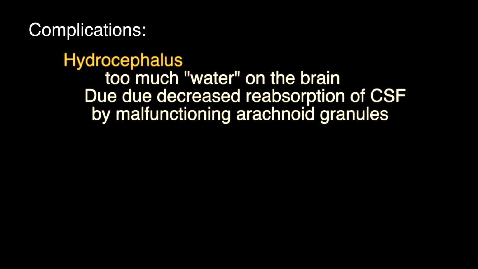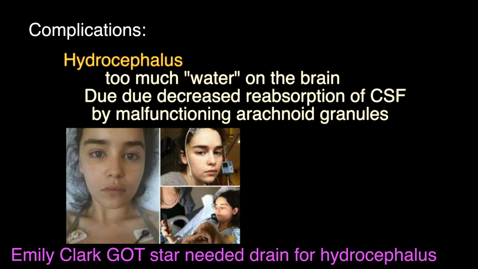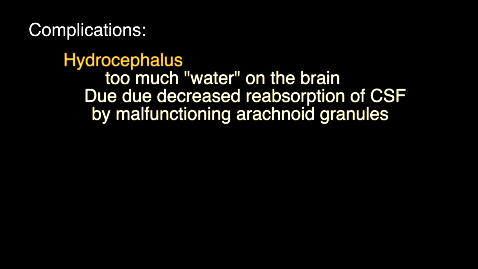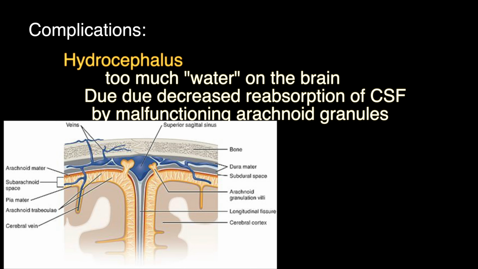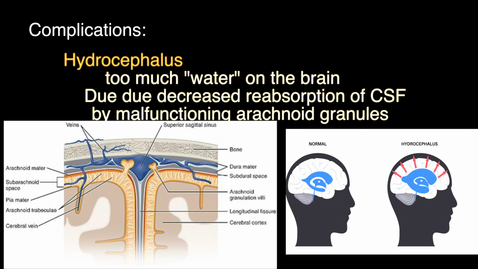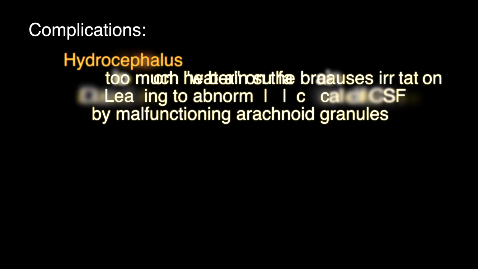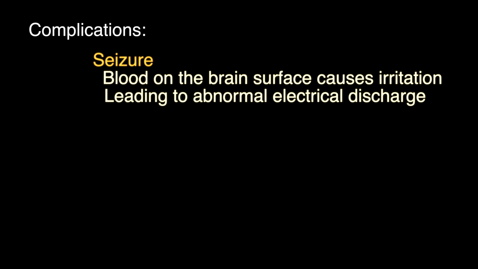The next complication we can talk about is hydrocephalus. Hydrocephalus in this case develops because of obstruction of cerebrospinal fluid flow. The arachnoid granulations are in charge of reabsorption of cerebrospinal fluid, and when blood is there, the blood product can go into the arachnoid granulations and cause them to malfunction. If the arachnoid granulations are not absorbing CSF, there will be an increased amount of CSF within the ventricles that will cause hydrocephalus. Another complication is seizure.